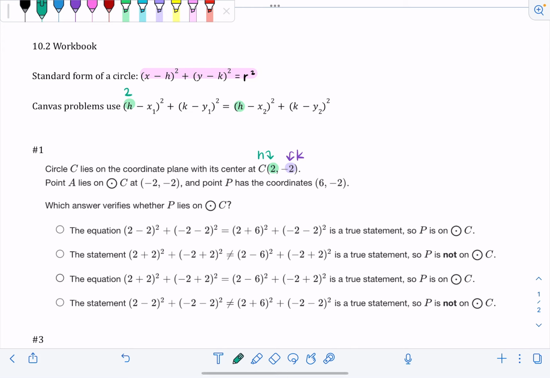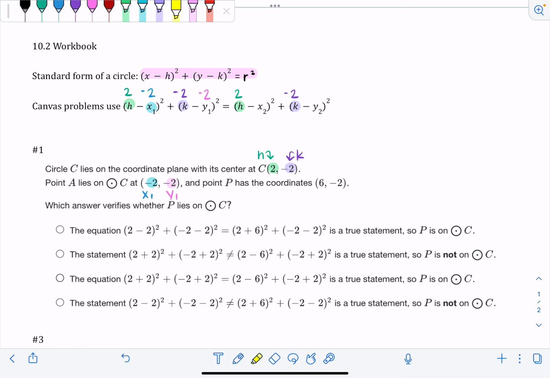So for the h's, we're going to put 2's in for both of those. I'm just going to start by writing it above on each. And then for the k's, we're going to put negative 2 in for both of those. And then point A lies on the circle at (negative 2, negative 2). I'm going to use x1 and y1 for those. So negative 2 will go in for x1 and negative 2 will go in for y1. Remember that there's a double negative there, so be careful with that.